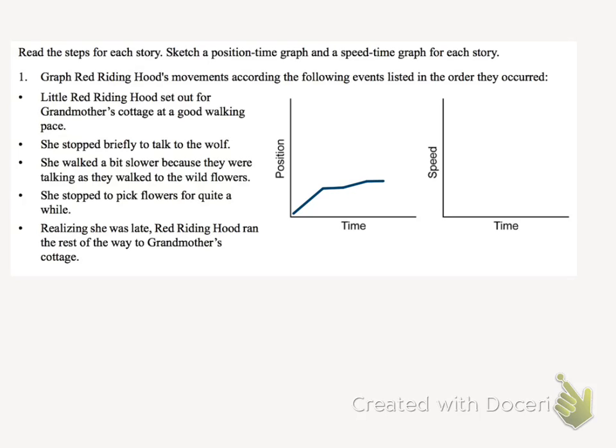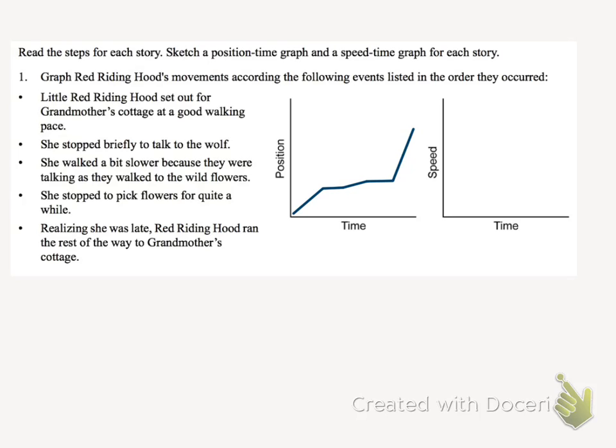Then I'm going to stop and pick some more flowers for quite a while, and then it says, realizing that I'm late, I'm going to run the rest of the way to grandmother's house. So I'm walking, I'm stopped, I'm very slow, I'm stopped, I'm running. Okay, now what would that look like? That's my position versus time graph, and that's showing the slope, position, distance over time. Remember, that shows speed. So that's how I was able to describe that.